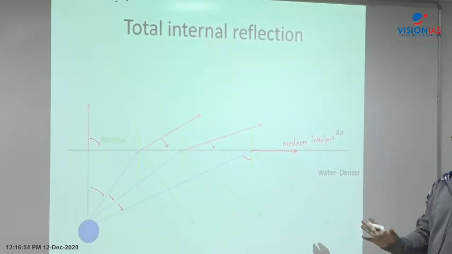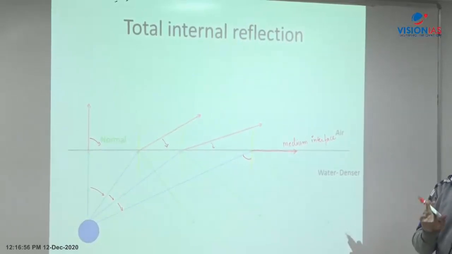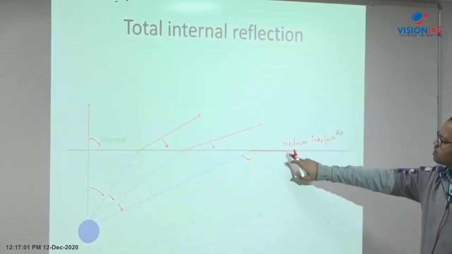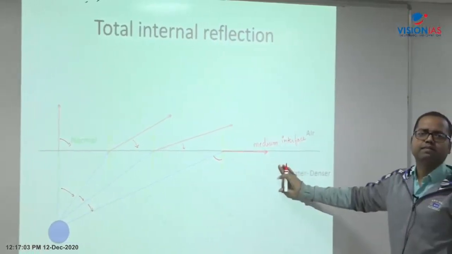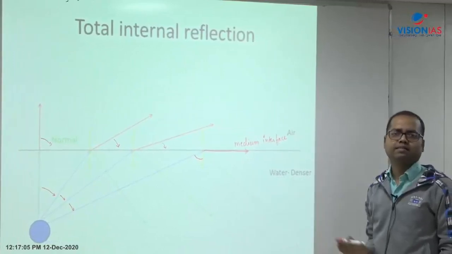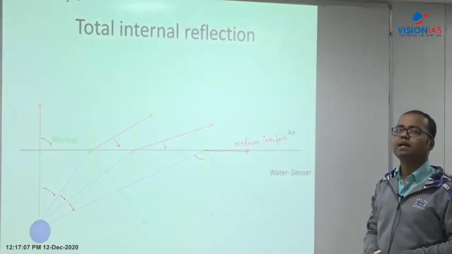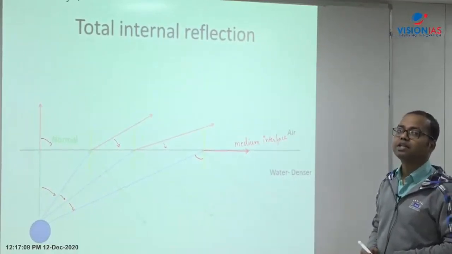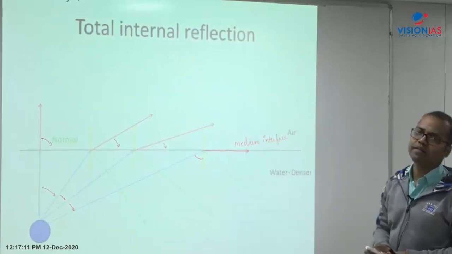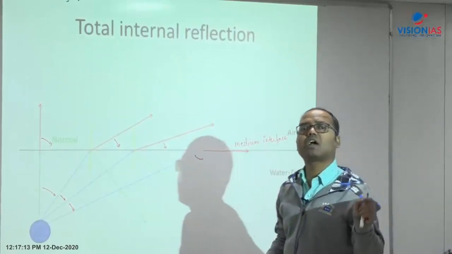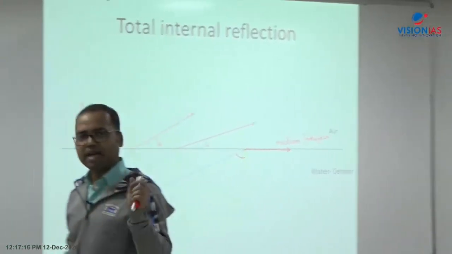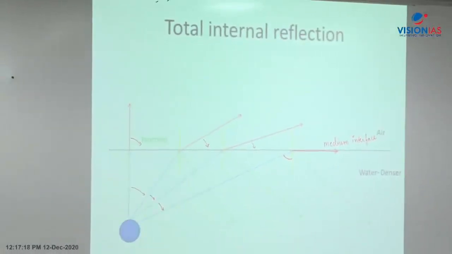If I further slant my incident light by even 1 degree, this will not be able to leave this medium. It will remain in this medium. And if it is not changing the medium, it is called what? Reflection. That is why total internal reflection. The refracted ray will not be able to leave the medium after that particular angle. And that particular angle is known as the critical angle.